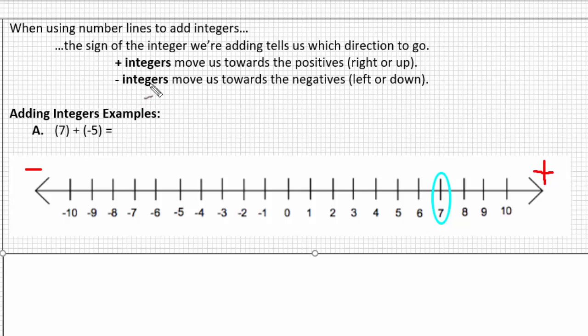A negative integer moves us toward the negatives, left. So it's negative and it's 5. From 7, we're going to go to the left 5 places: 1, 2, 3, 4, 5. And we end at 2. Therefore, 7 plus negative 5 is 2. All right, let's try our next example.